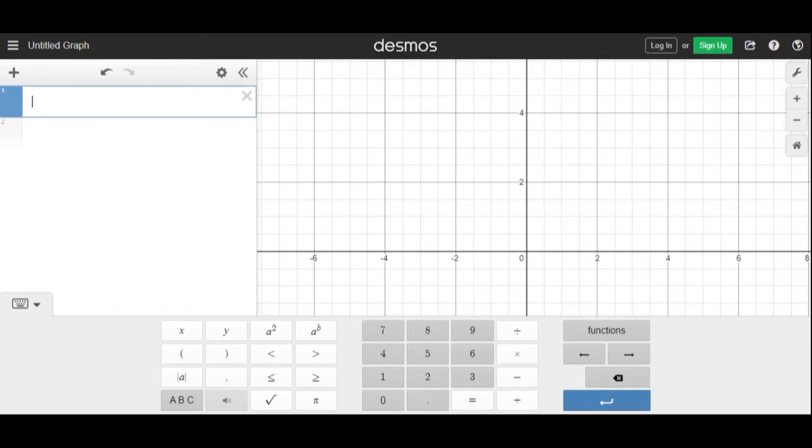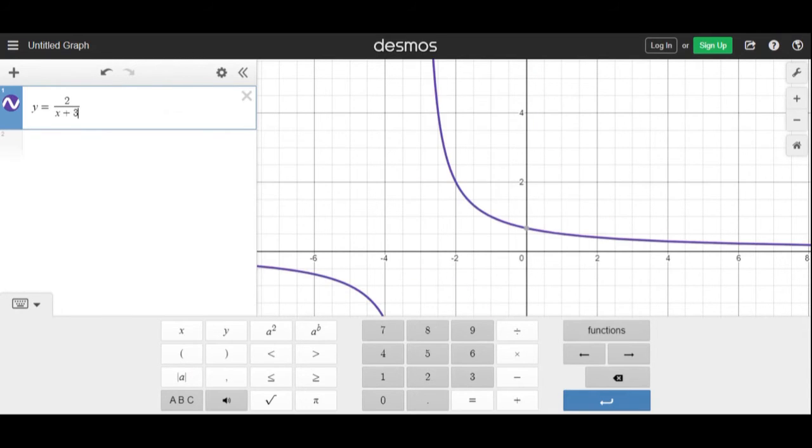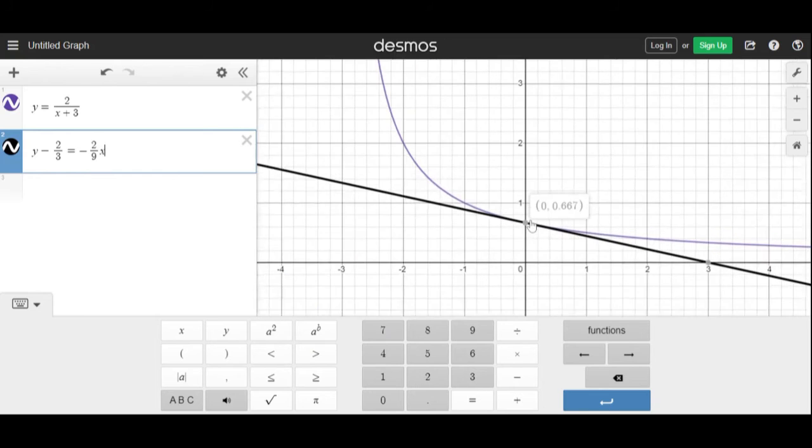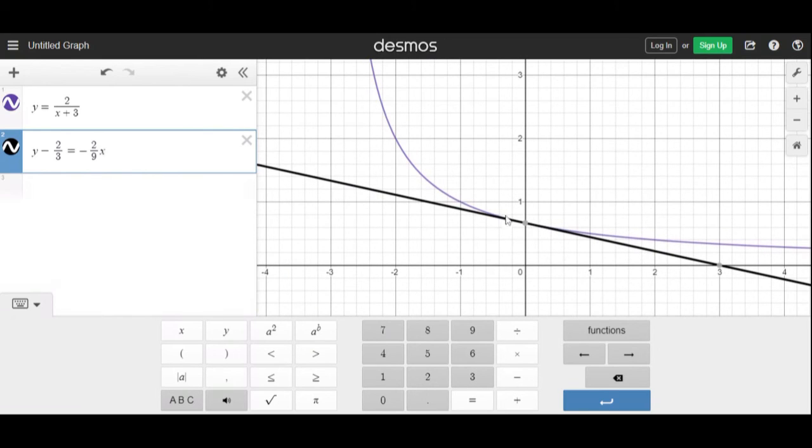So another one that I want to check in Desmos, my function was f of x, or y, equals 2 over x plus 3. I wanted to find the tangent line at x equals 0, and I calculated it to be y minus 2/3 equals negative 2/9 times x, or times x minus 0. Oh, isn't that nice? Again, perfectly tangent line to that function at x equals 0. Once again, everything worked.